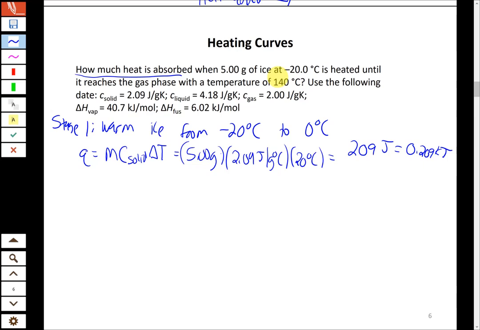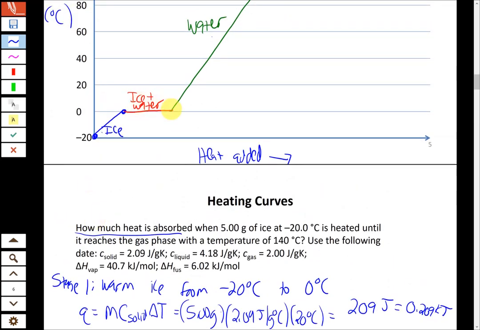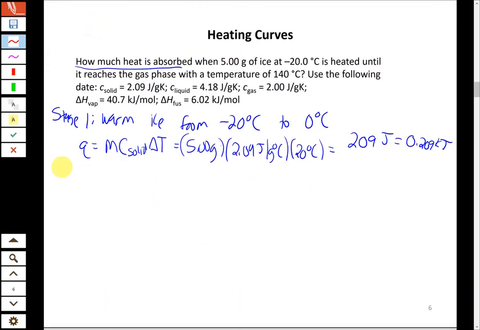All right, so that's going to be the amount of heat, 0.209 kilojoules, required to warm the ice from -20 to 0. Then, as we said, once we get to 0 degrees Celsius, shown in red here, we're going to melt the ice to water. And so that's going to be a constant temperature process. So stage 2 is going to be melting the ice. And so for any phase change, we're going to just use the phase change enthalpy.